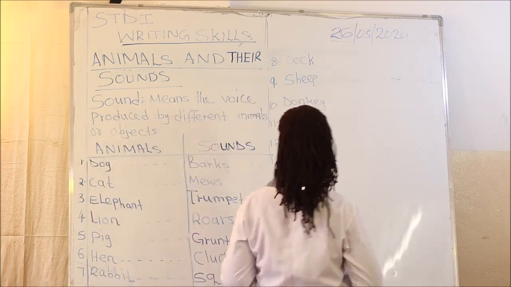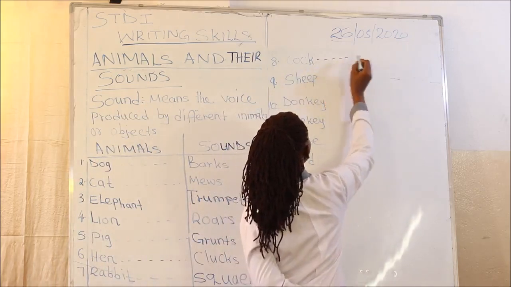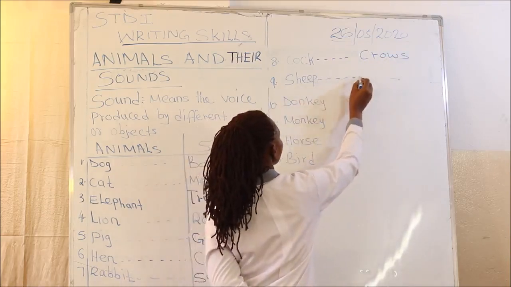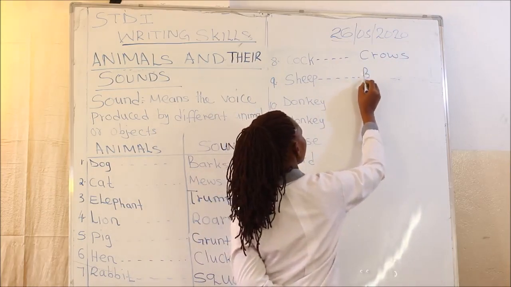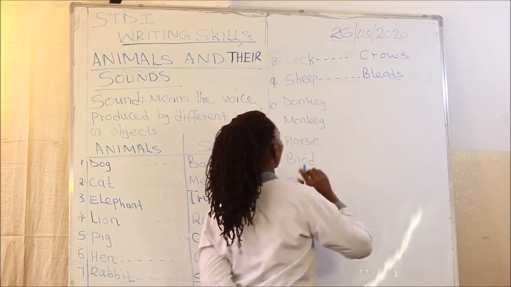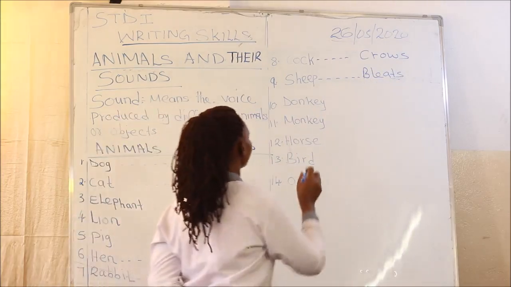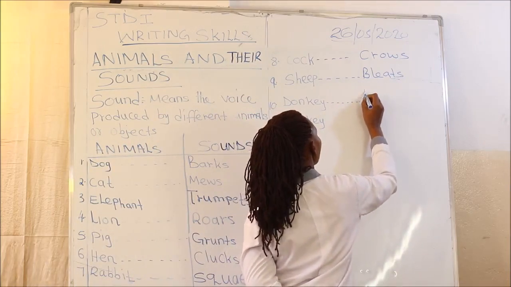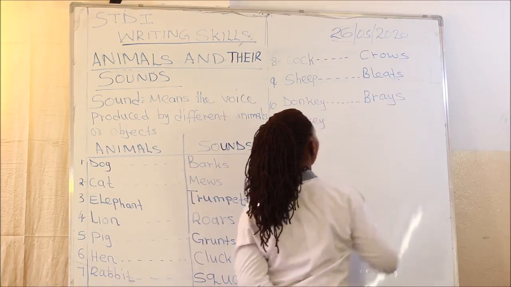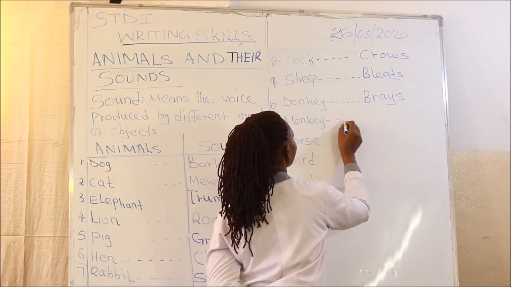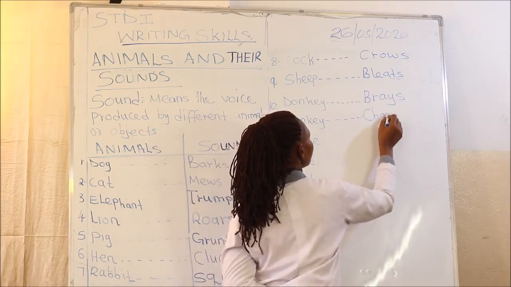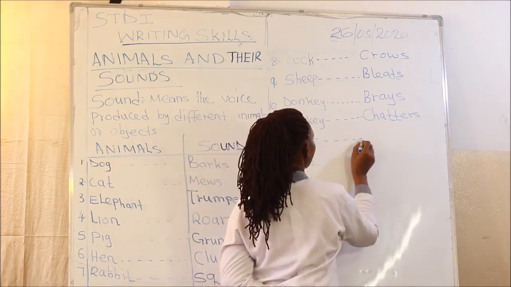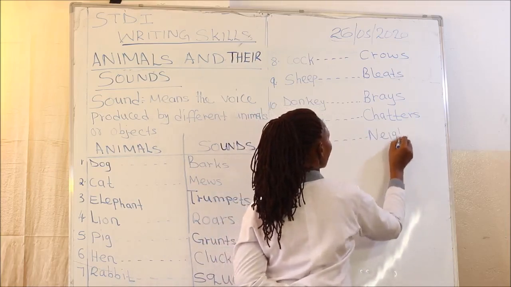A cock crows early in the morning. A sheep bleats. A donkey brays. A monkey chatters, whereby a horse neighs.